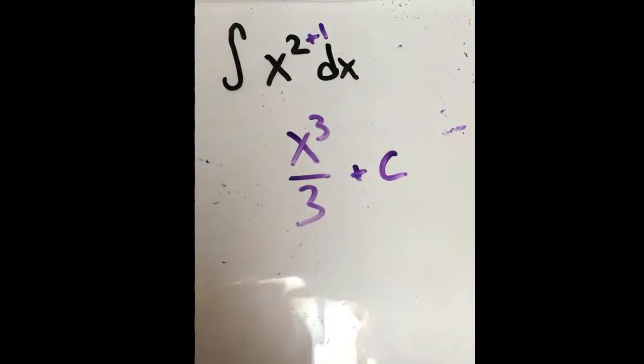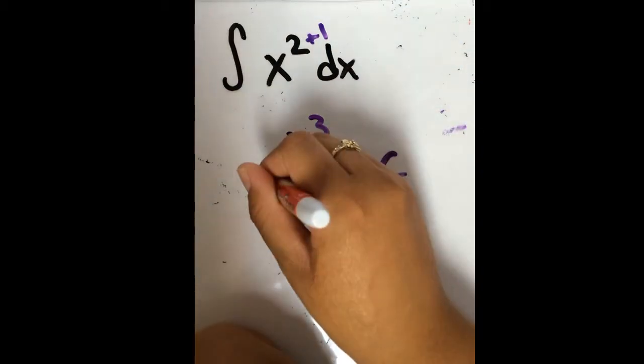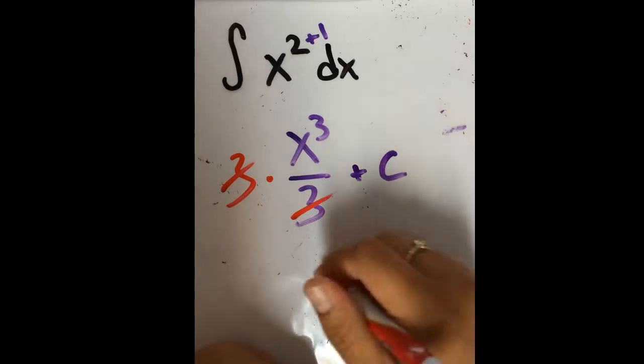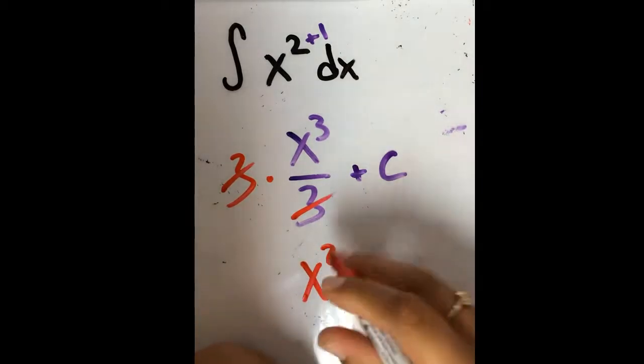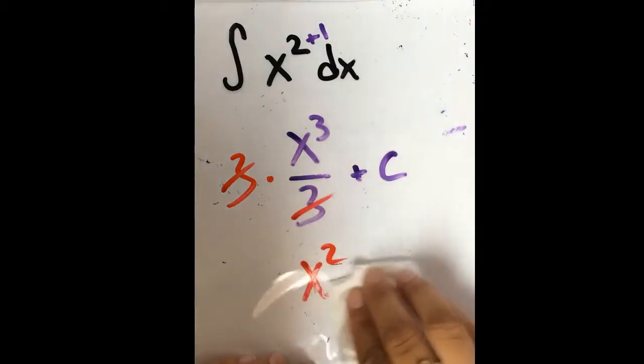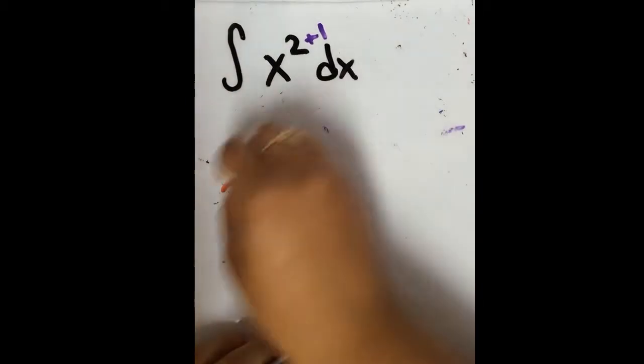If you want to check your work, you take the derivative of it. So you multiply it by your exponent. That cancels. Subtract 1 from your exponent. You get x squared, which was your original equation. The derivative of a constant is nothing, so that goes away.